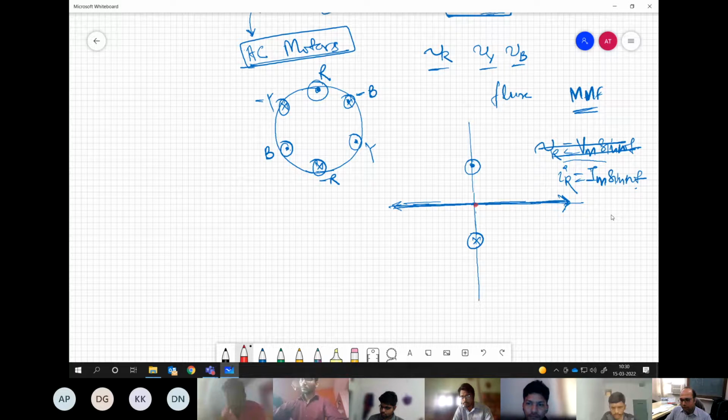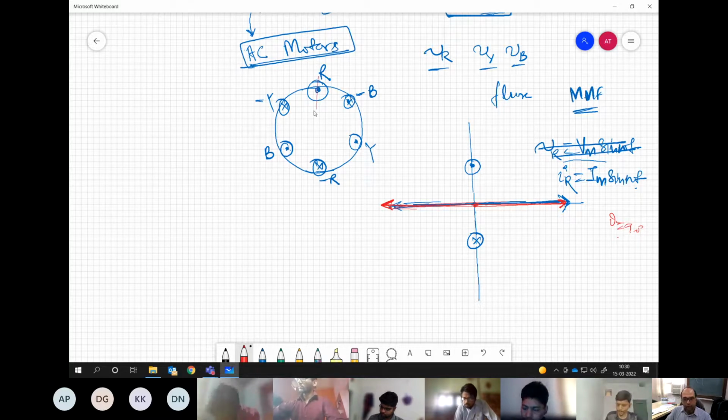Now, when theta goes to 90 degrees, what will happen? The flux will be maximum. Then when it comes back to 180, it will come back to 0. At 270, it will be maximum negative, and then it will come back to 0. So the flux is moving along this axis, which is what is called pulsating flux. Pulsating flux means it is only going up and down along this axis. There is no rotation involved in this.